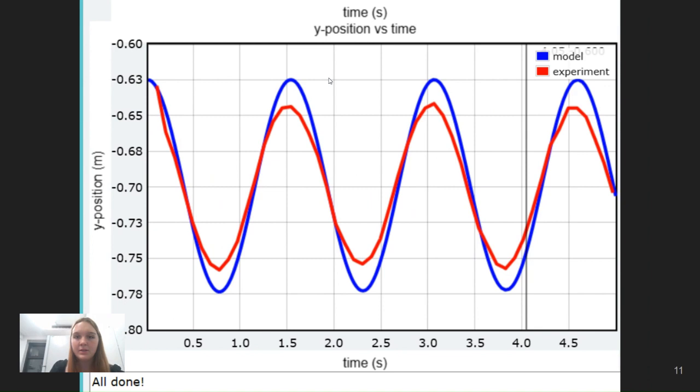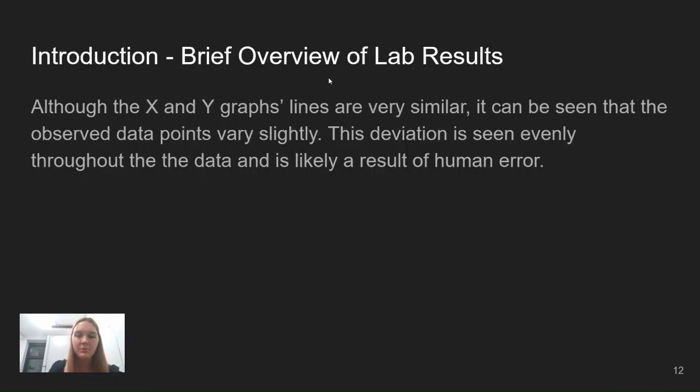These are my other graphs that have time and the x position and the y position. Although the x and y graph lines are very similar, it can be seen that the observed data points vary slightly. This deviation is seen evenly throughout the data and is likely a result of human error.